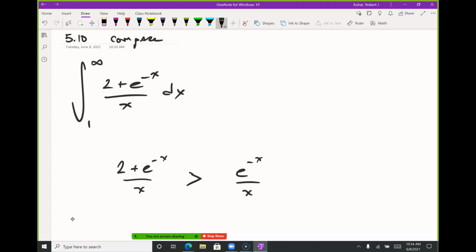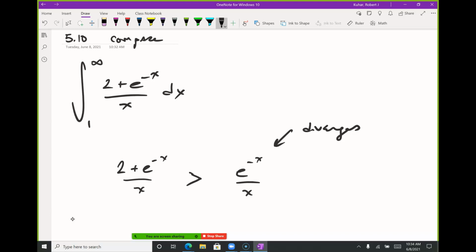Now, if this new integral converges, this doesn't tell me anything. But if this one diverges, then the other one has to diverge, right? So just because I do a comparison doesn't mean it's going to give me a definite result. And maybe I switch the comparison if it doesn't, right?